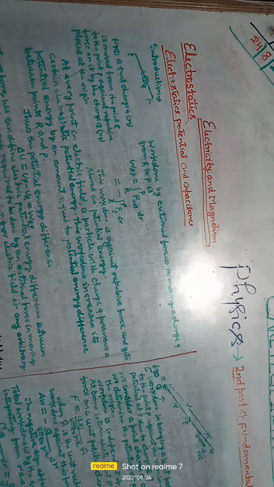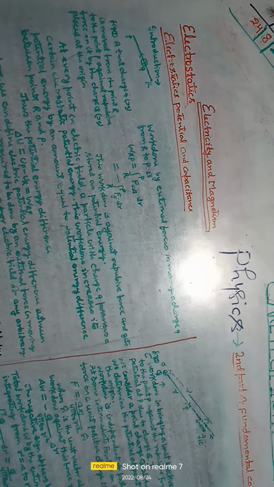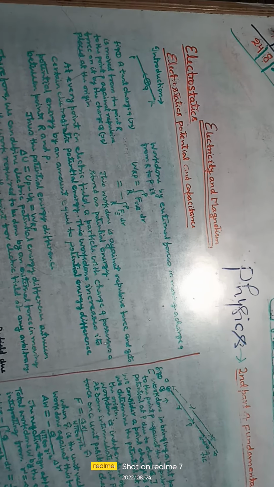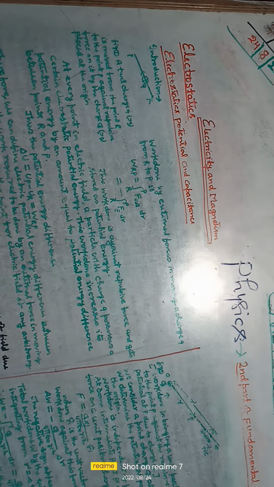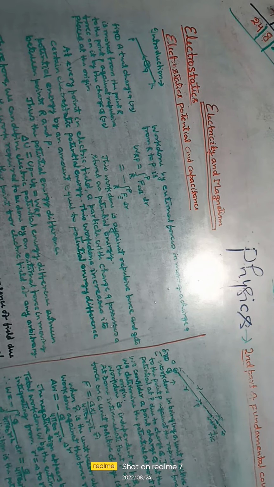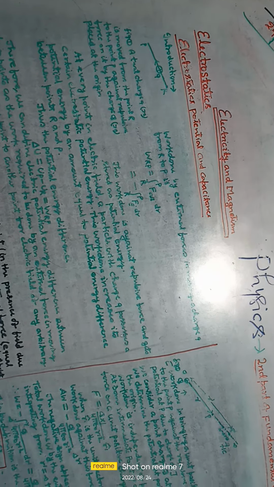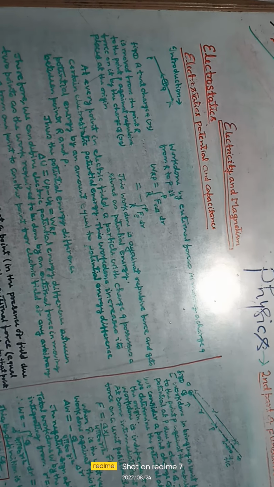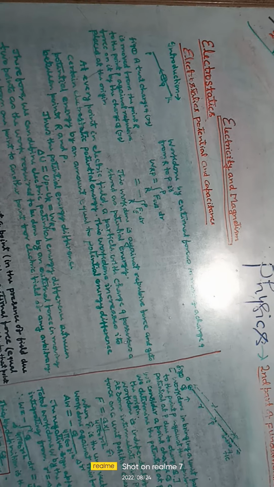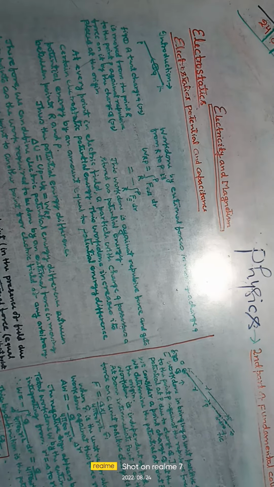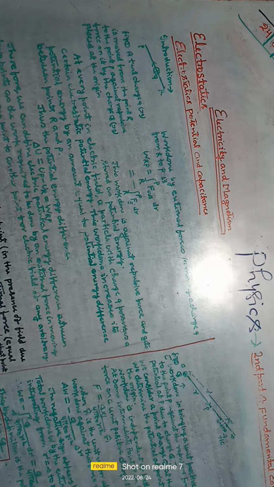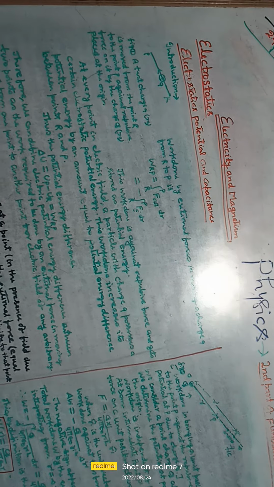At every point in an electric field, a particle with charge Q possesses a certain electrostatic potential energy. This work done increases its potential energy by an amount equal to the potential energy difference between R and P. Thus, the potential energy difference U_P minus U_R equals W_RP.